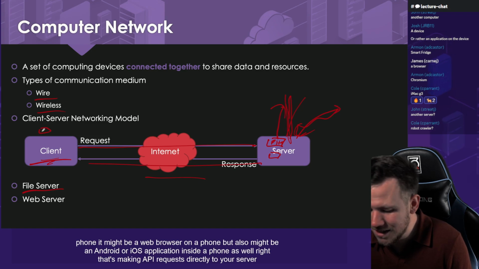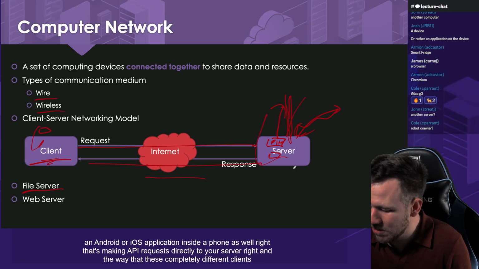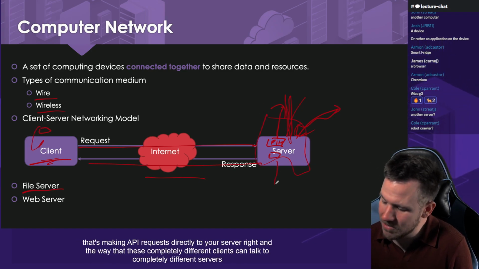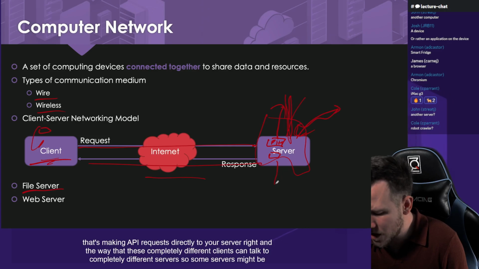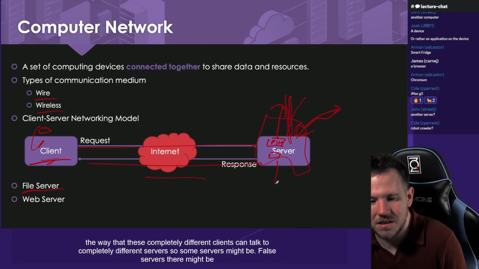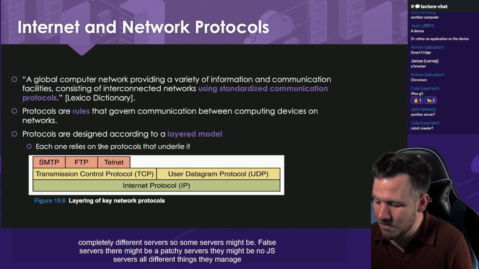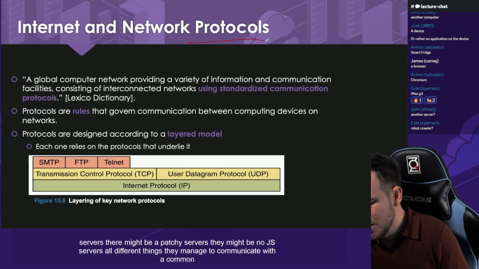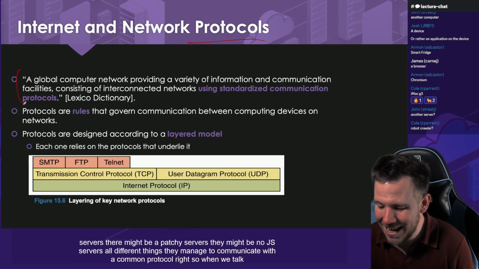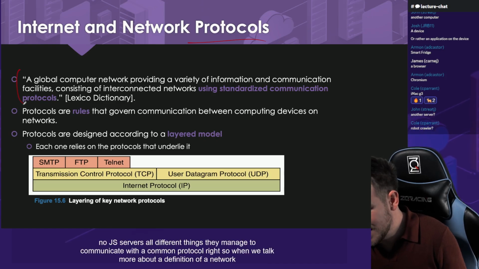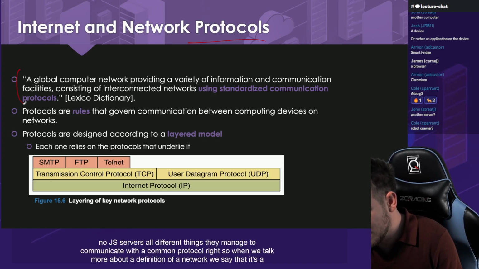And the way that these completely different clients can talk to completely different servers, so some servers might be file servers, they might be Apache servers, they might be Node.js servers, all different things, they manage to communicate with a common protocol, right? So when we talk more about a definition of a network, we say that it's a global networking.